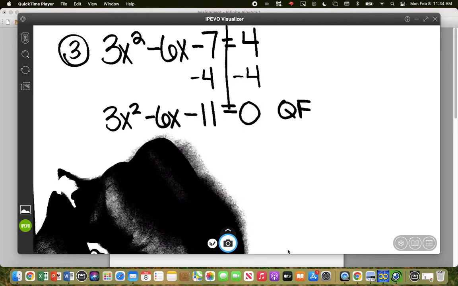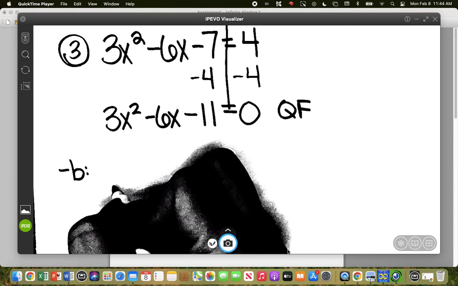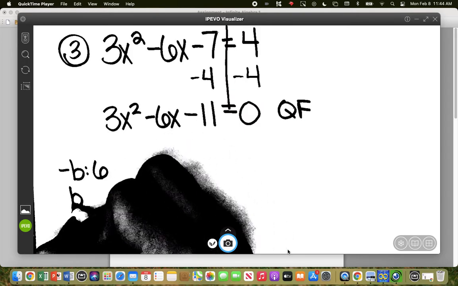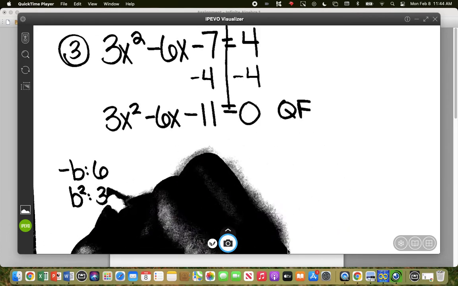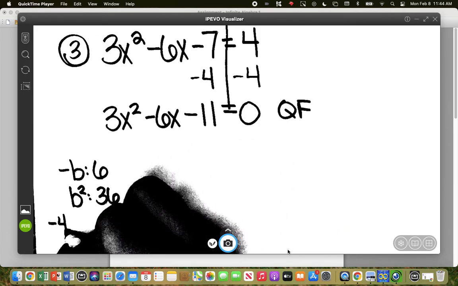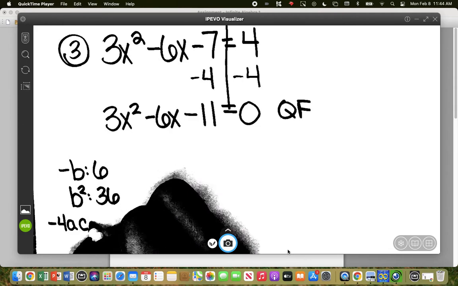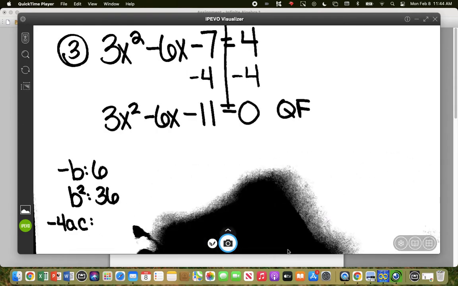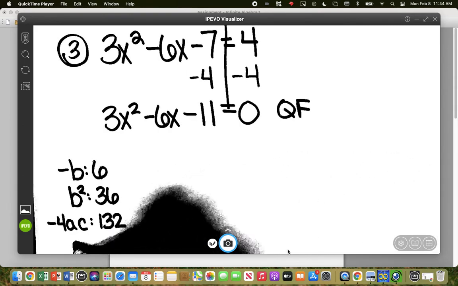All right, so what's the opposite of b? Positive 6. What's b squared? 36. Negative 4 times 3 times negative 11. 132, and that's a positive. And then 2 times a?